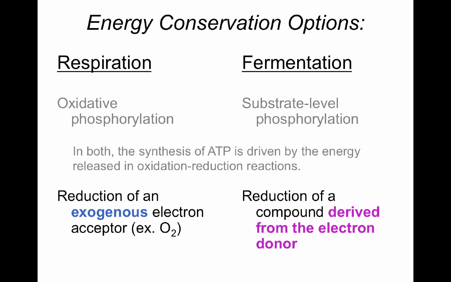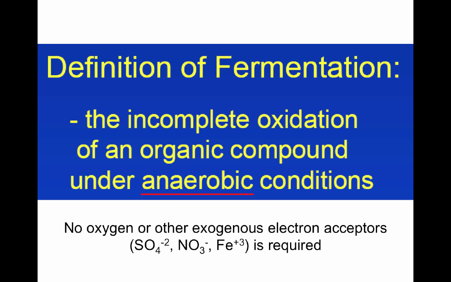So what we're going to look at is that in order for energy conservation to happen in respiration, we're always going to require an exogenous electron donor. It could be, for example, oxygen, or it could be another molecule. But in fermentation, you're going to have the reductions derived from the original electron donor. So let's take a look at fermentation.